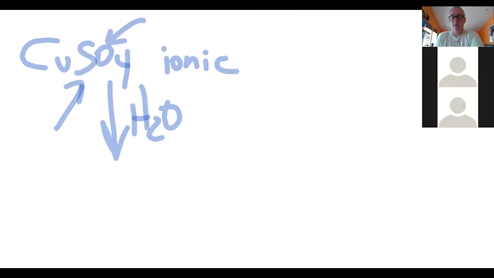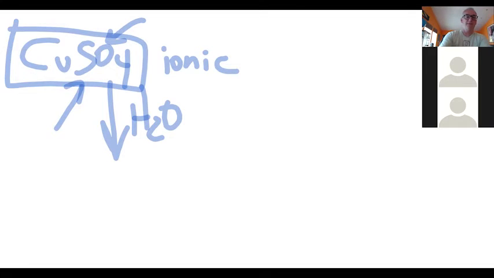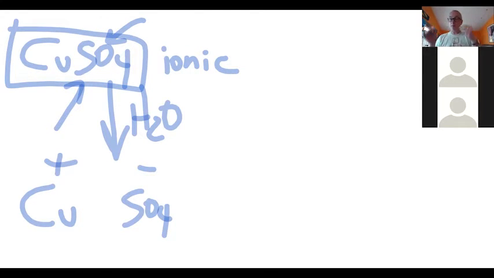On the right side? No, just this whole thing. Oh, the whole thing. I think the copper is the cation. Yep. And the whole other part is the anion. That's right. SO4 all by itself is called sulfate. It is a polyatomic anion, so it's negatively charged. So we know that copper has a positive charge, and we know that sulfate has a negative charge. And when we put them in the water, they separate.